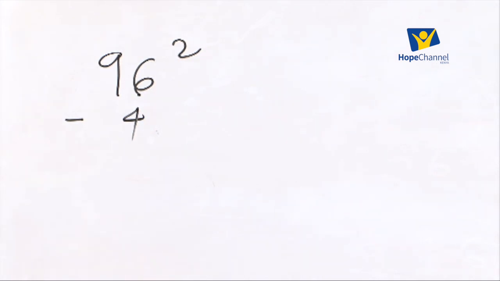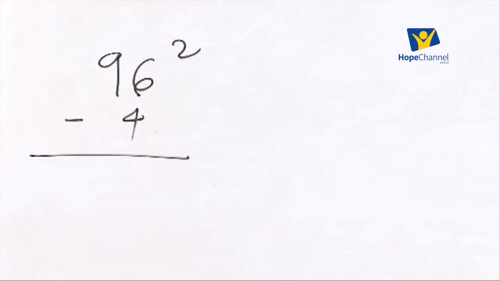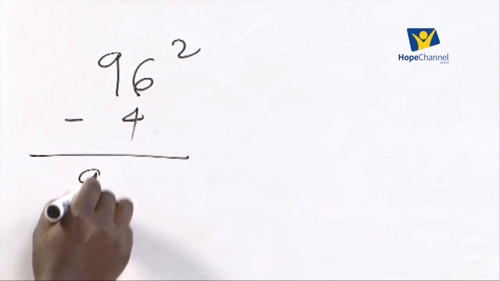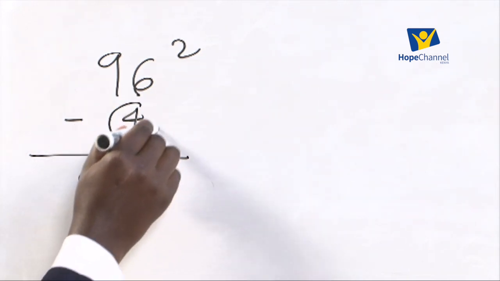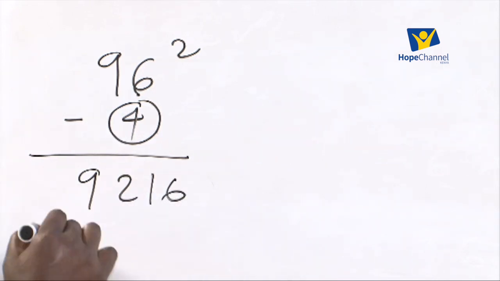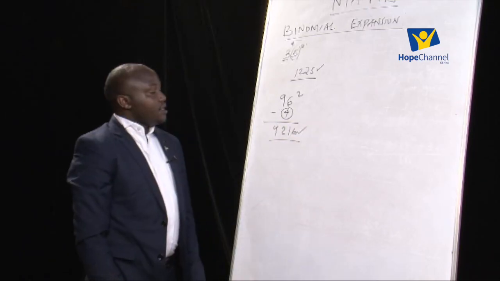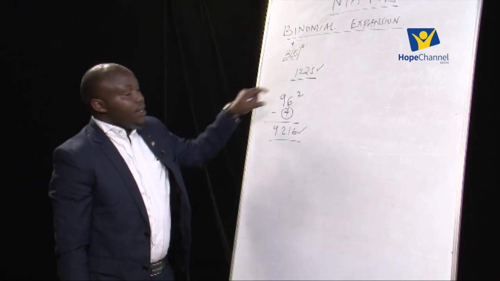Correct? Now subtract this one: 96 minus 4 gives us what? 92. Okay? That's the first two digits. Now square this number. 4 squared is 16. And there you have your rightful answer: 92, 16. That's the square of 96.